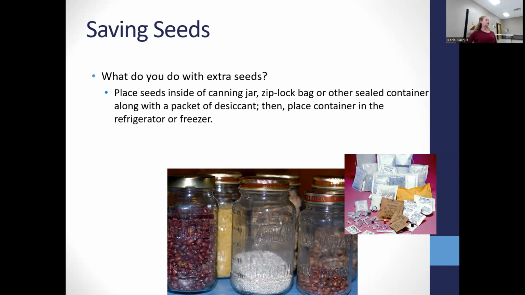Corn does not store well, so you usually don't want to buy more corn than what you can plant in one year, because that germ does go down. It's not going to germinate as well the next year and the second and third year. But if you have extra seeds, you can take those and put them inside a canning jar or a Ziploc bag.